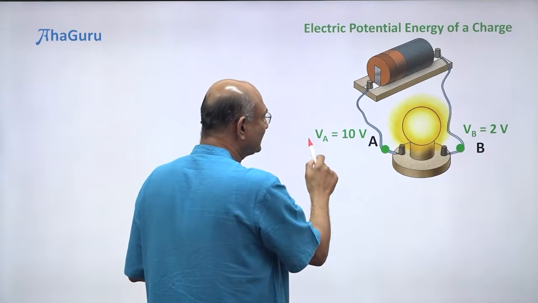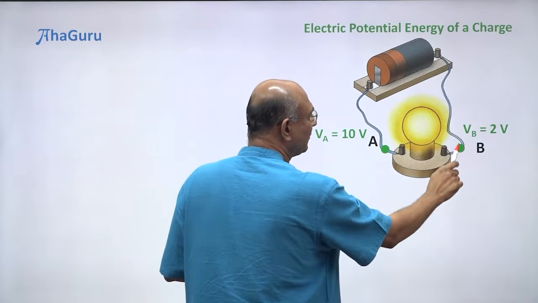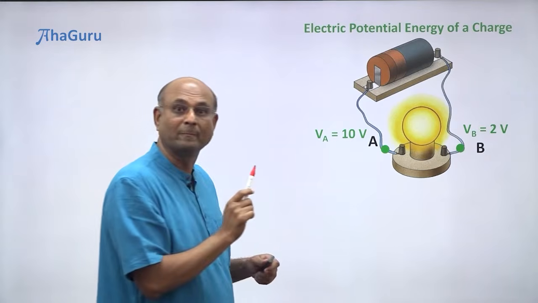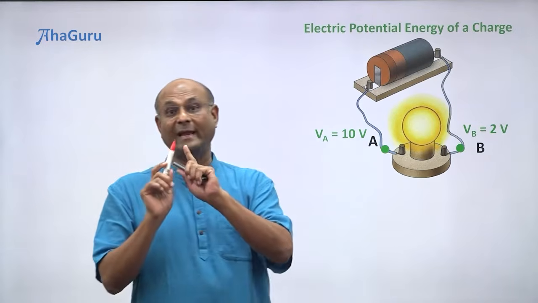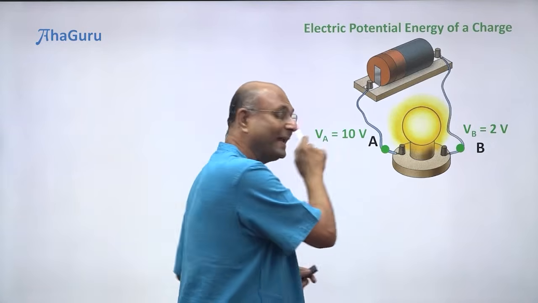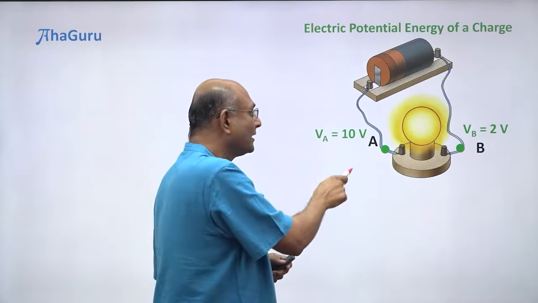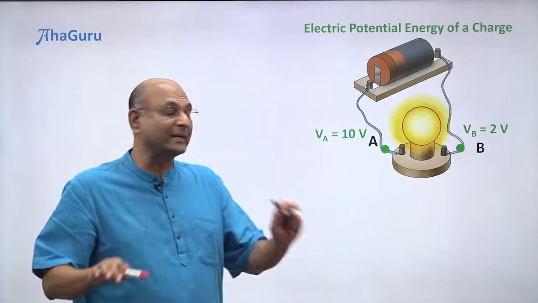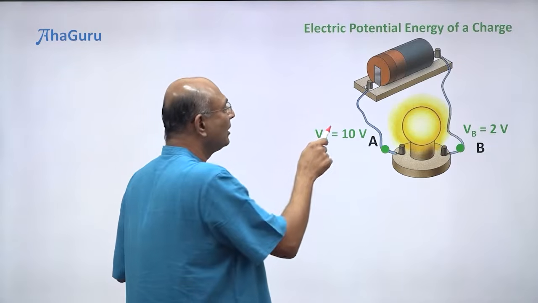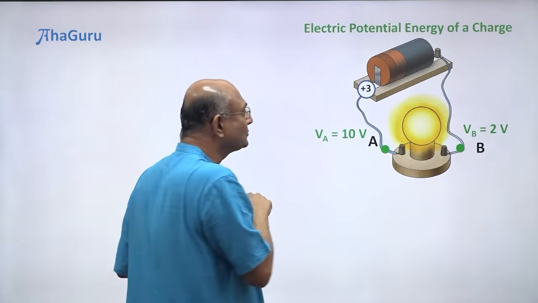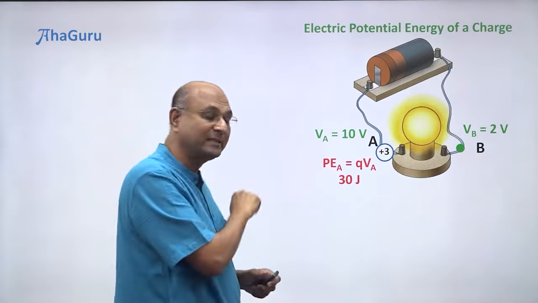This point A has a potential 10 volts, that point B has a potential 2 volts. Potential, not energy. For you to get energy here, you need a charge. Potential by itself is not energy. Please keep that in mind. So how do I get a charge here? The battery is going to send us some charge, let us say 3 coulombs.